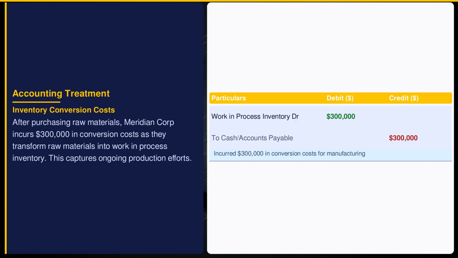Recording conversion costs under International Financial Reporting Standards, U.S. Generally Accepted Accounting Principles, and Indian Accounting Standard ensures that the inventory reflects total manufacturing costs. By capitalizing these costs into work-in-process inventory, Meridian's financials accurately represent the resources tied up in production. This entry reflects the commitment of cash or payable resources to enhance inventory value.